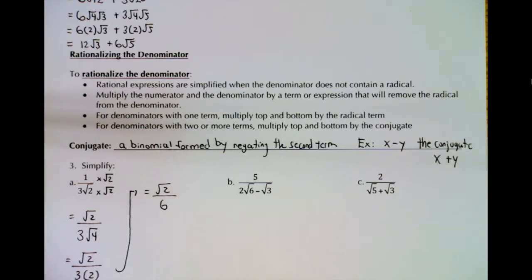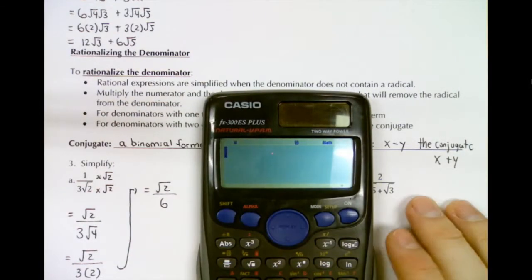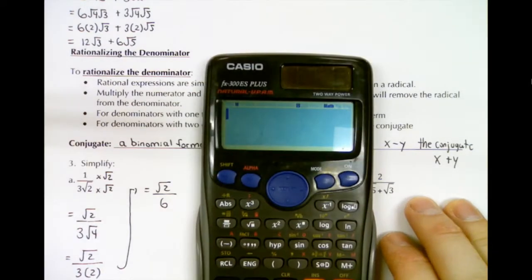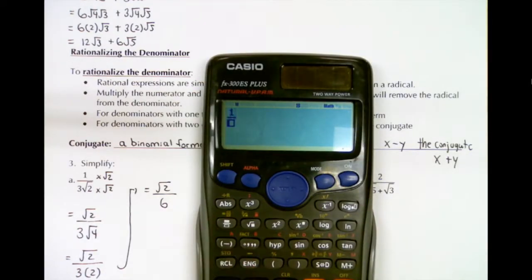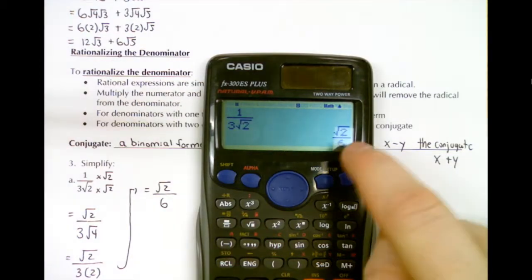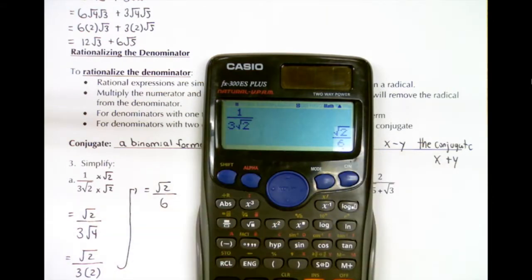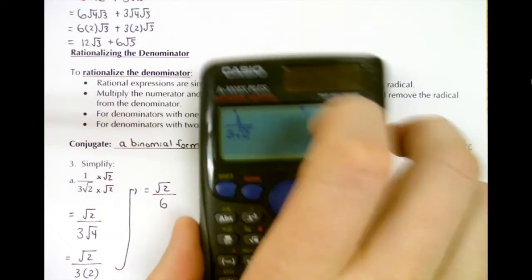And again, if you have a calculator that allows you to type in radicals, if you type this one in as a fraction, 1 over 3 root 2, you get root 2 over 6. That's this simplified form, because you can't have a radical in the denominator. Well, you can, it's just not simplified.